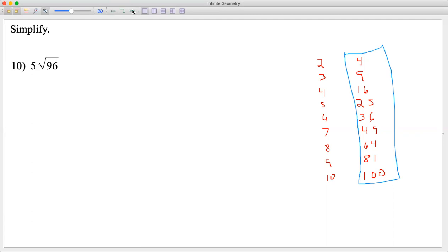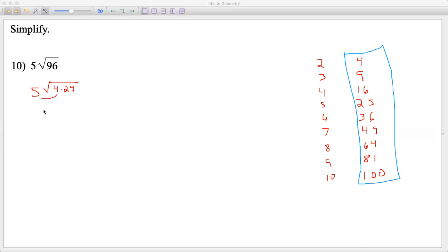Let's do this one. So 5 root 96. Once again, give it the old 5-second thing. Let's see, what goes into 96? Well, I know 4 does. Does 36, 72? Nope. I'm thinking it's either 16 or 4. Let's try 4, see what happens. 4 times what? 24. Yeah, it turns out that 16 goes into it again.